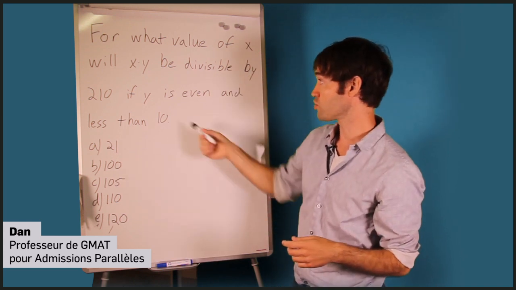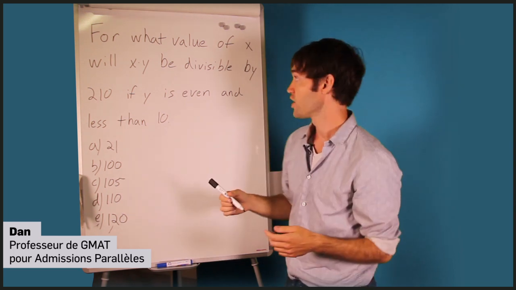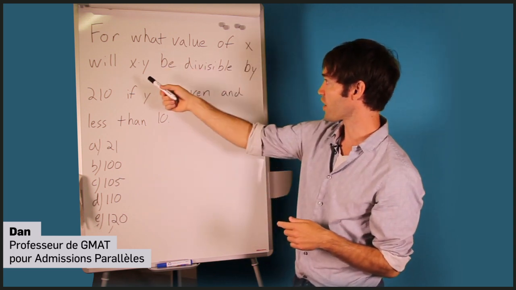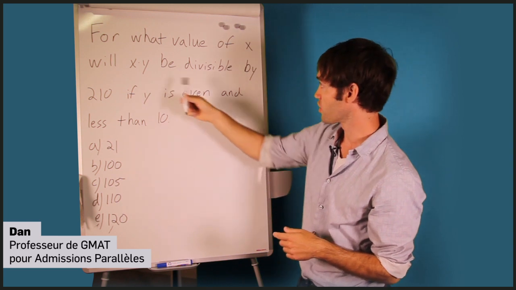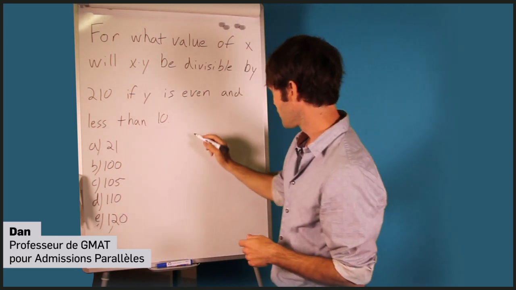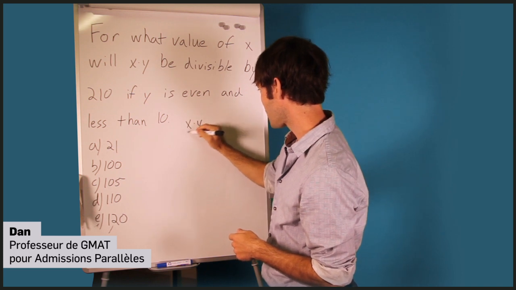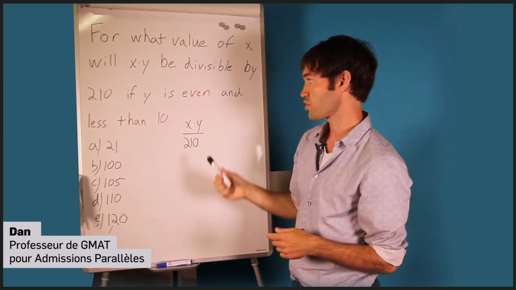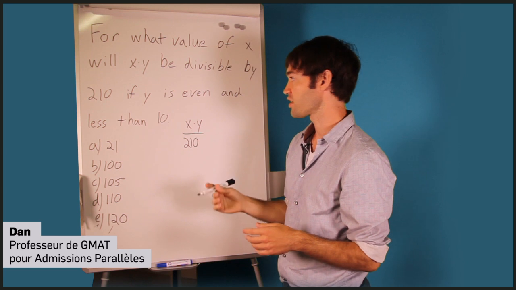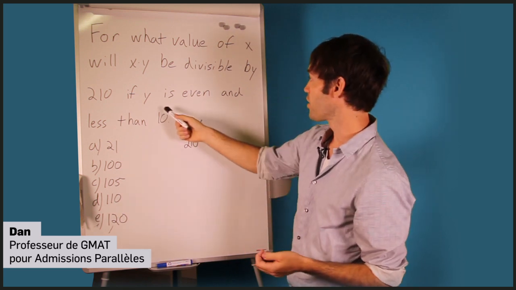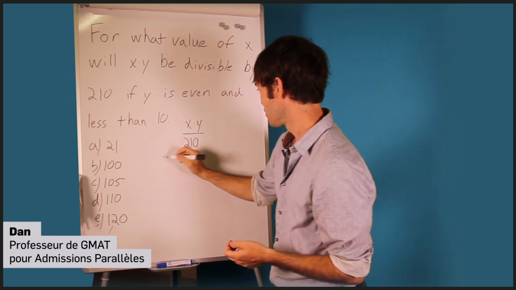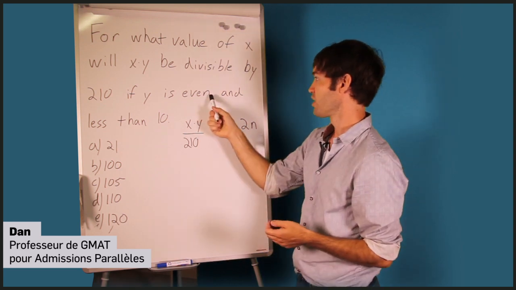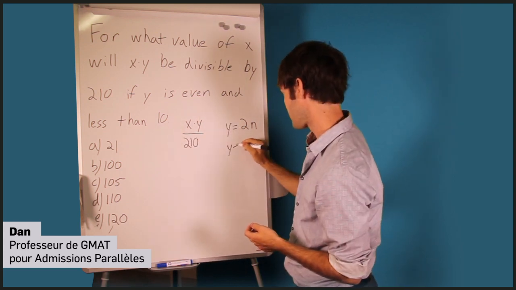In this case, what we need to do is translate the English into math. So let's read it and translate it piece by piece. For what value of x will x times y be divisible by 210? So here we have xy divisible by 210. Oops. If y is even, so if you do classes, you'll find out ways to translate these things better. But y is even translates into y is equal to 2 times some number, and less than 10. So y is less than 10.